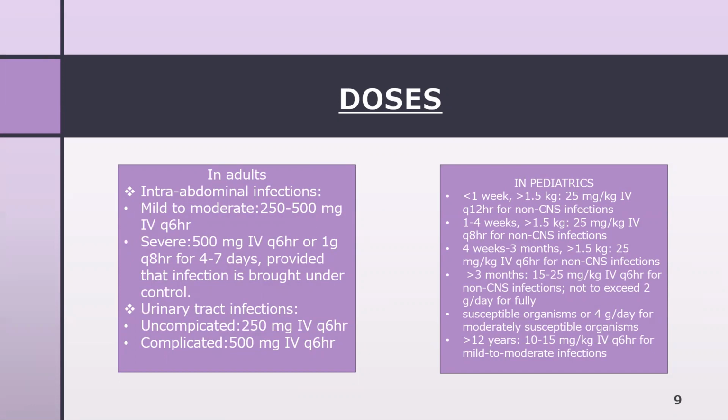In less than 1 week, the time interval is 12 hours. In 1 to 4 weeks pediatrics, the time interval is 8 hours. In 4 weeks to 3 months pediatrics, the time interval is 6 hours, and in greater than 3 months pediatrics, the time interval is 6 hours. And it is all for non-CNS infectious conditions. The children who are greater than 12 years must be administered a dose of 10 to 15 mg per kilogram intravenously at a time interval of 6 hours, and it is for mild to moderate types of infections.